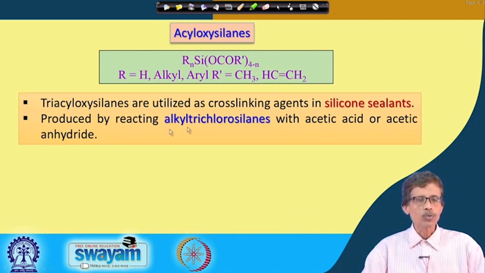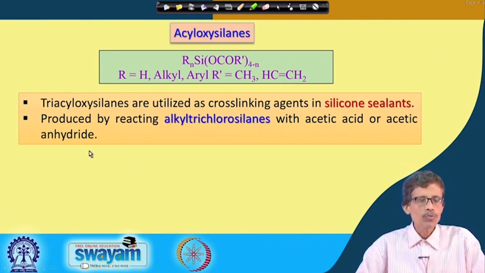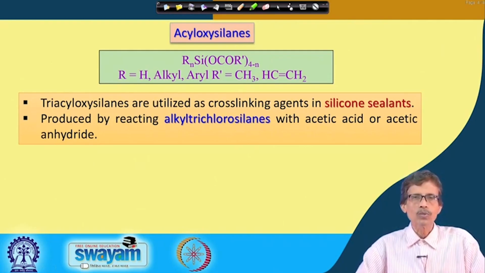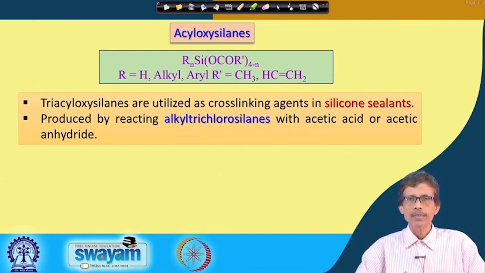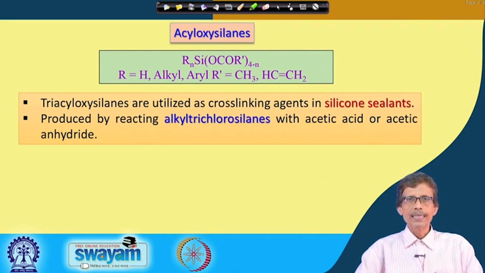can also be produced by reacting alkyl trichlorosilanes with acetic acid or acetic anhydride. So, if you can have alkyl trichlorosilanes, so you already we have seen that alkyl function R is there, such as methyl trichlorosilane, which is nothing but MeSiCl3. So, that can be reacted with acetic acid or acetic anhydride, because both of them, both acetic acid and acetic anhydride, can supply the corresponding acyl oxy function to the silicon center.